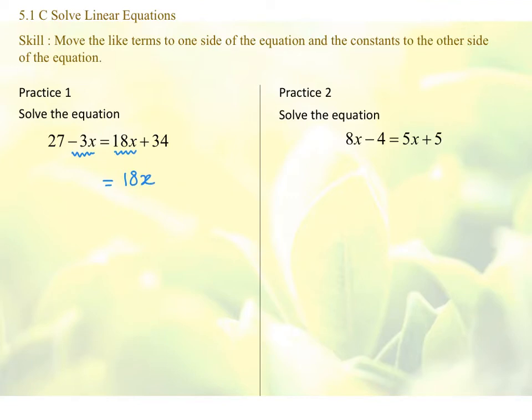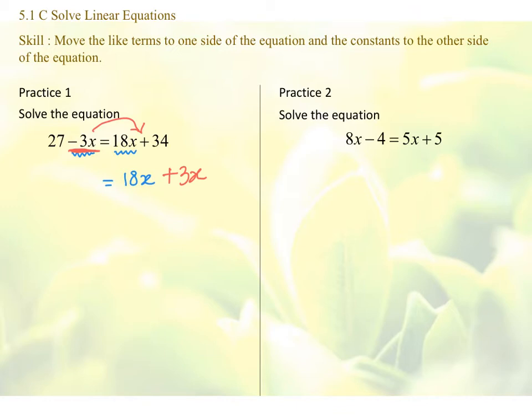This is 18x. And now I'm going to shift all the terms with x over to the right hand side. Now this is 27 subtract 3x. If it's going to migrate over to the right hand side, this subtraction of 3x, when it comes over to the right hand side, will become addition of 3x. So when we migrate over to the other side, we need to reverse the operation.